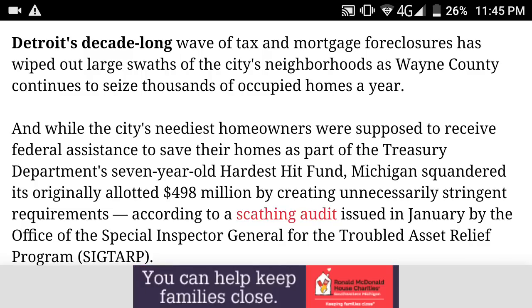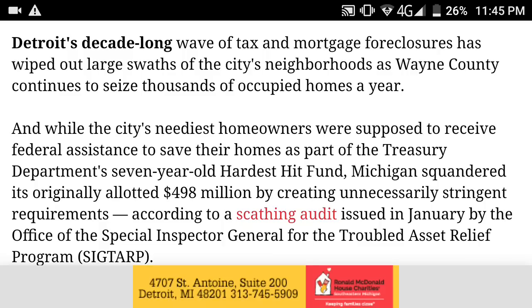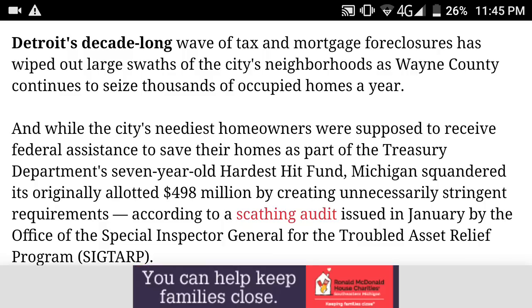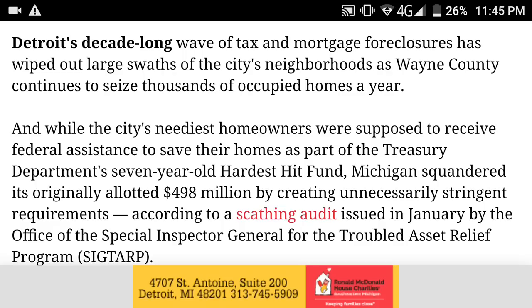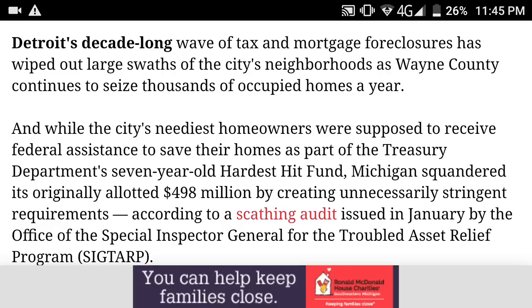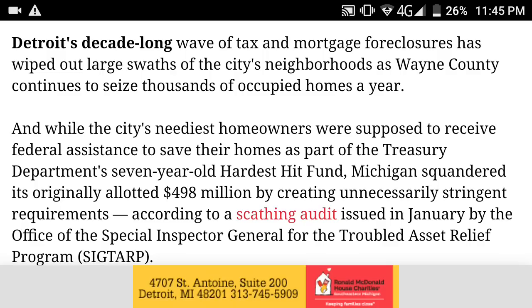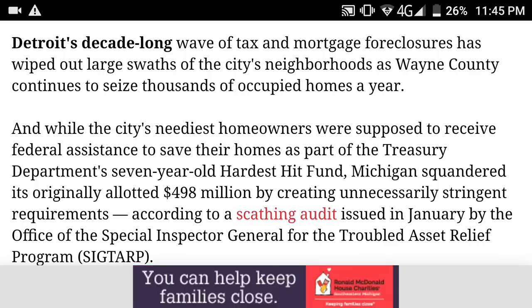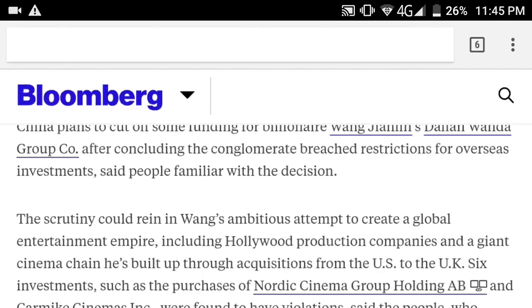Does that ring a bell to anybody? Think about what happened with the TARP bailout. Think about what happened with the Fed's $16 trillion bailout. It is all money being squandered, money being used in a way that it shouldn't. We know that. So let's move on.